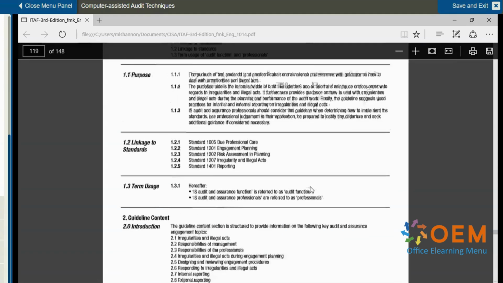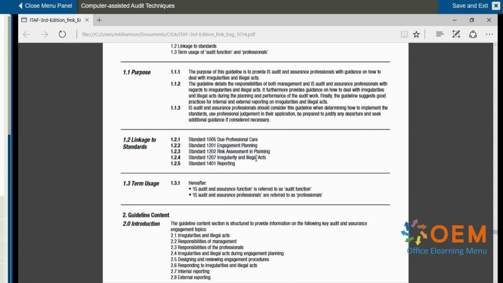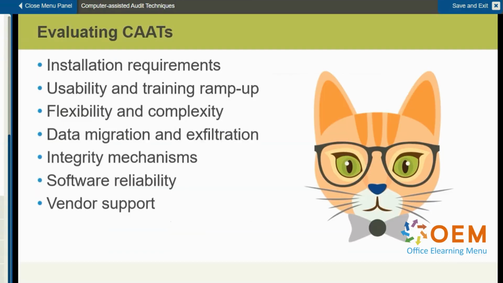You can see that these guidelines also link to other standards like 1005 Due Professional Care, 1201 Engagement Planning, 1202 Risk Assessment and Planning, 1207 Irregularity and Illegal Acts, and 1401 Reporting. In this video, we explored computer-assisted audit techniques, CATs.